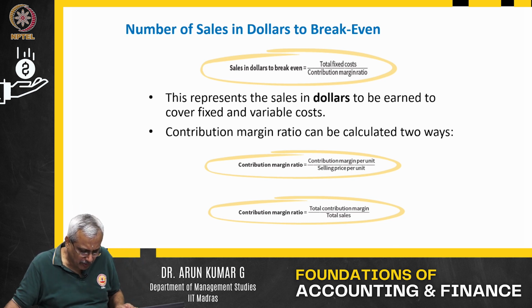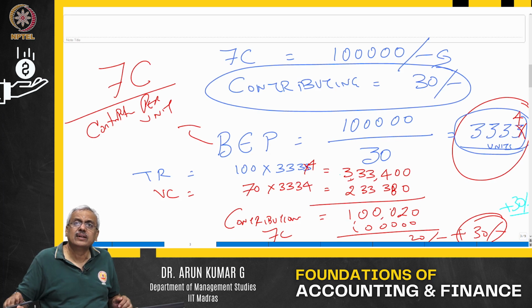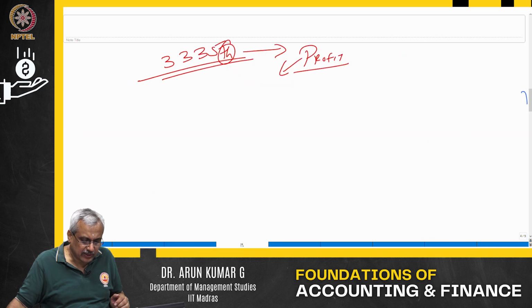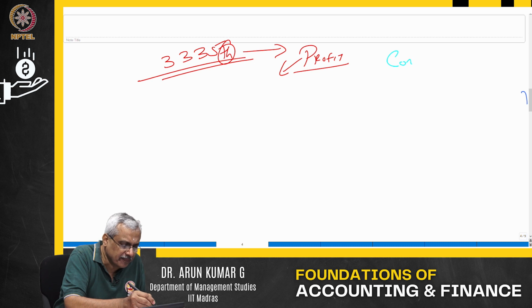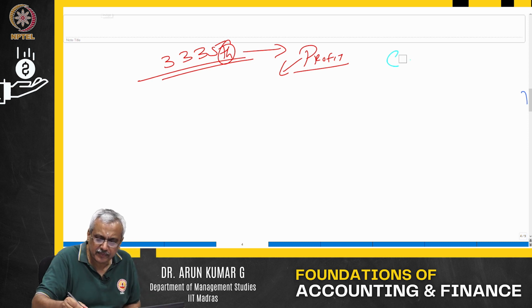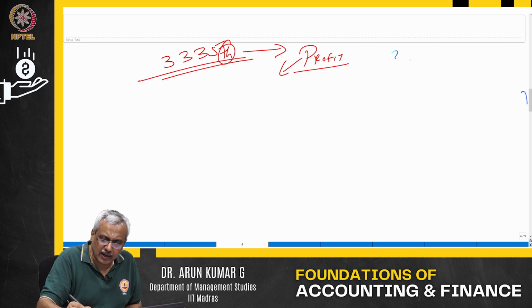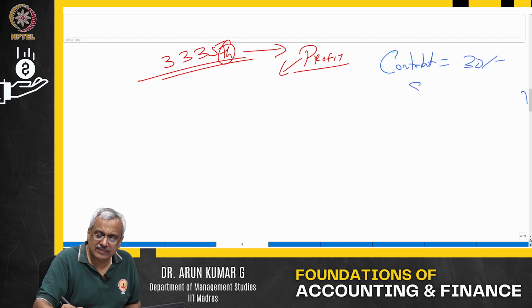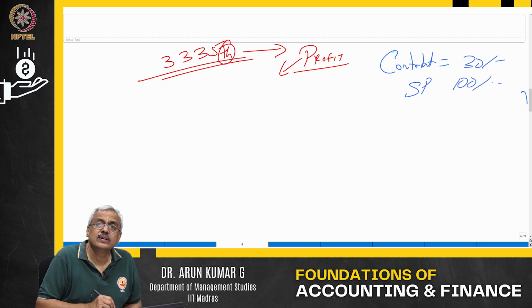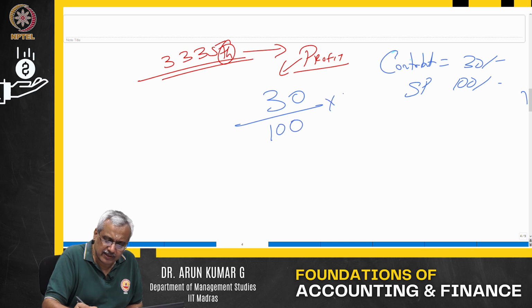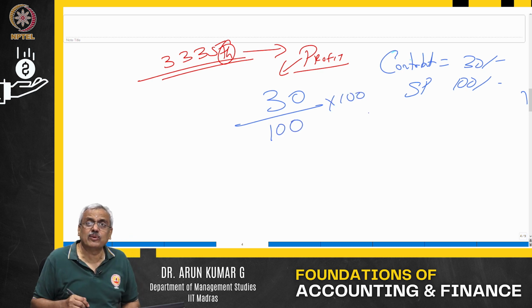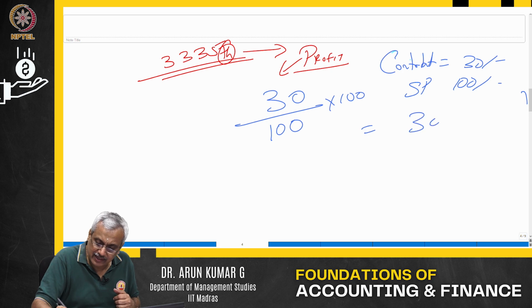Let me go back to my whiteboard and try to explain this. In this particular case, my PV or contribution margin ratio, we saw that contribution is $30. My selling price is $100. So, what is my PV ratio? My PV ratio is 30 divided by 100 into 100, because I am going to express it as a percentage. Obviously, it is 30%.